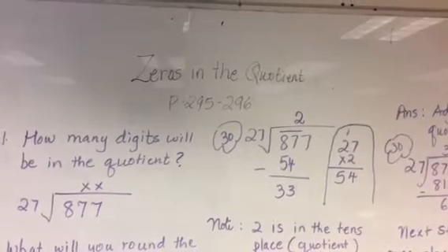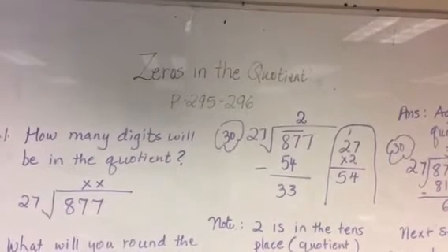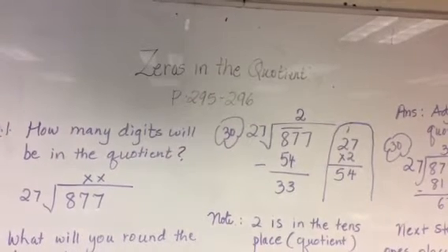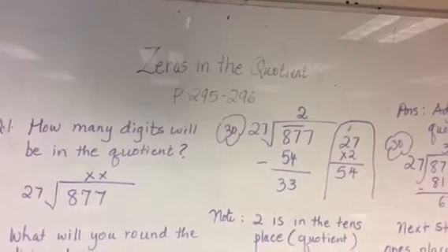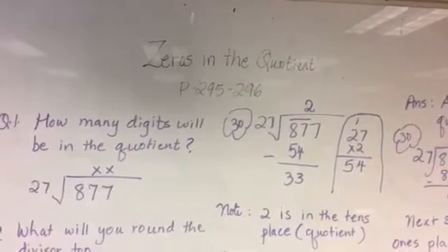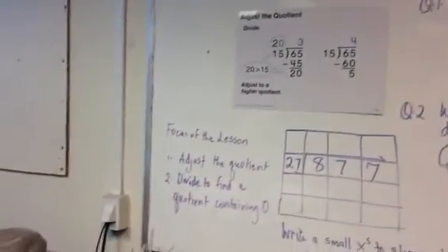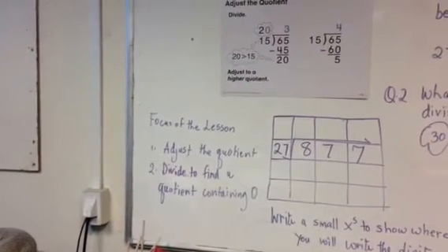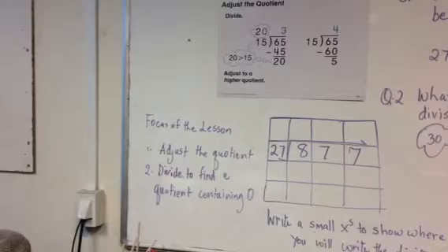4th grade. You are studying today zeros in the quotient, pages 295 and 296. This is Miss Green's math class. The focus of your lesson today is adjust the quotient, divide to find a quotient containing 0.